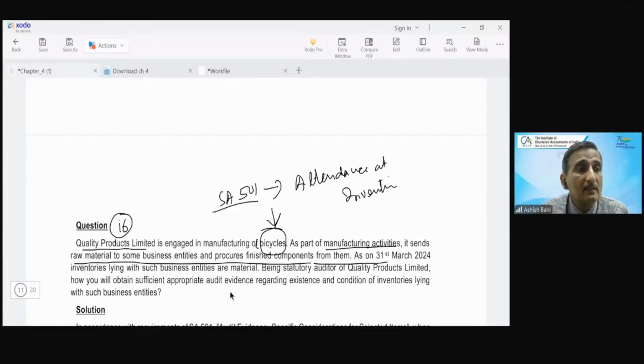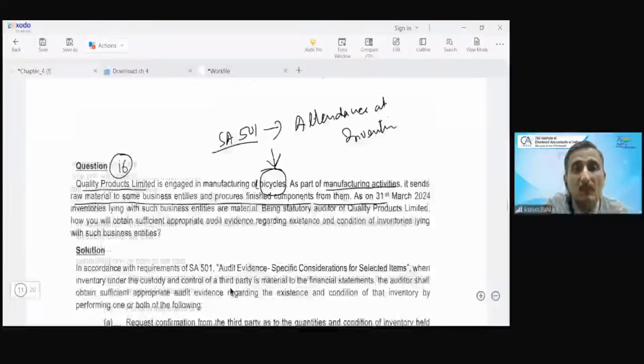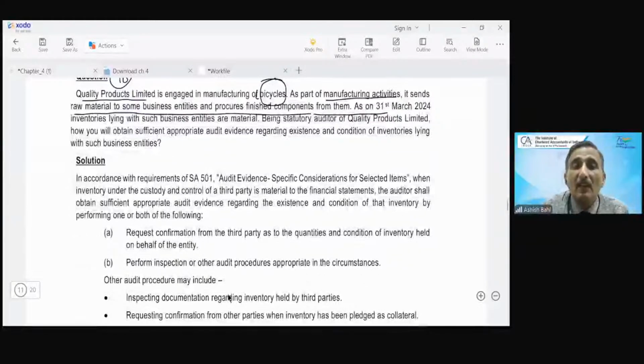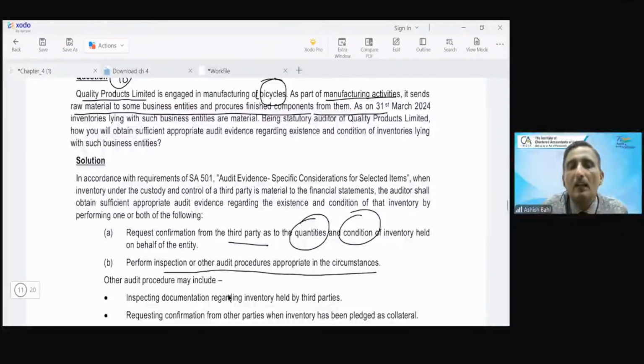Yes, request the certificate from a third party. Yes, that's correct. Inspection by performing. Yes, Mansoori, you are also right. So request confirmation from the third parties regarding quantities and condition of inventory held. Perform inspection or other audit procedures, like inspecting documents held by third parties regarding inventory, requesting confirmation from other parties. This is also correct. Or relying upon the other auditor's report in this regard. This can also be done.